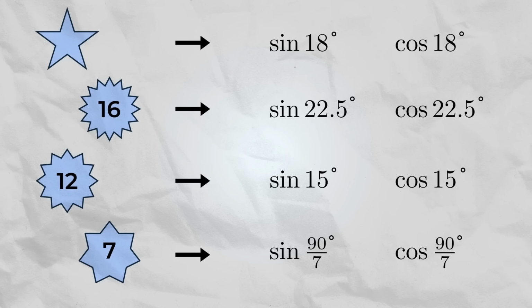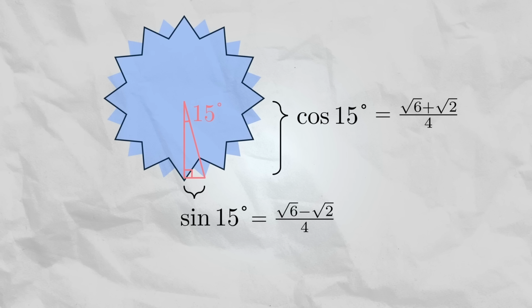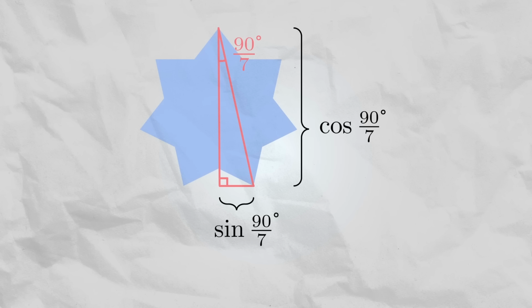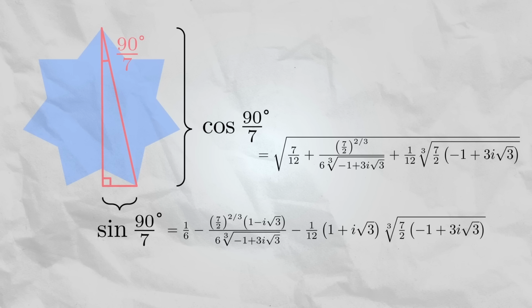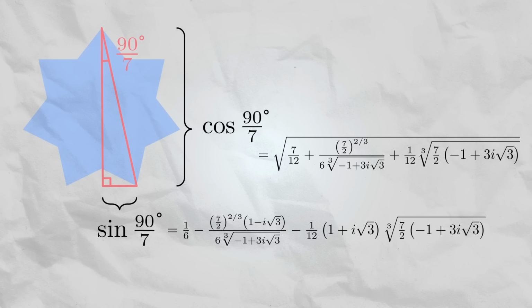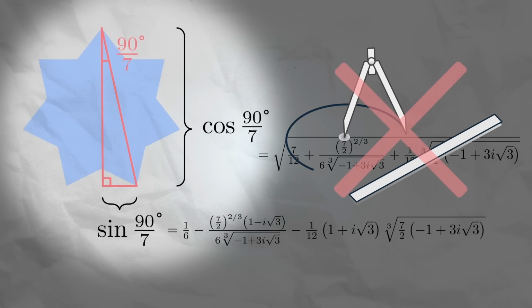The lengths we've obtained from other stars can be named similarly. Here's what we get from the 16-point star, the 12-point star, which unfortunately doesn't help because these two numbers were already constructible, and a 7-point star. Notably, these two are very complicated numbers that cannot be expressed by just square roots. What in the world is that? That is the actual number. These numbers are so complicated that actually, you cannot construct these numbers using just a straight edge and a compass. It is impossible to draw a 7-point star using a straight edge and a compass.